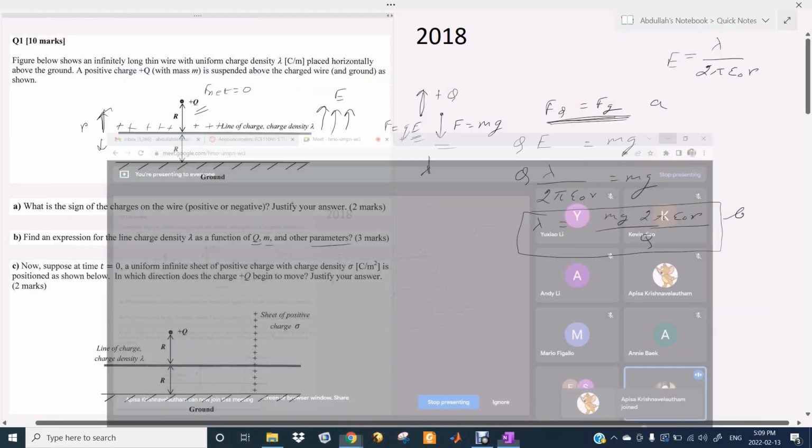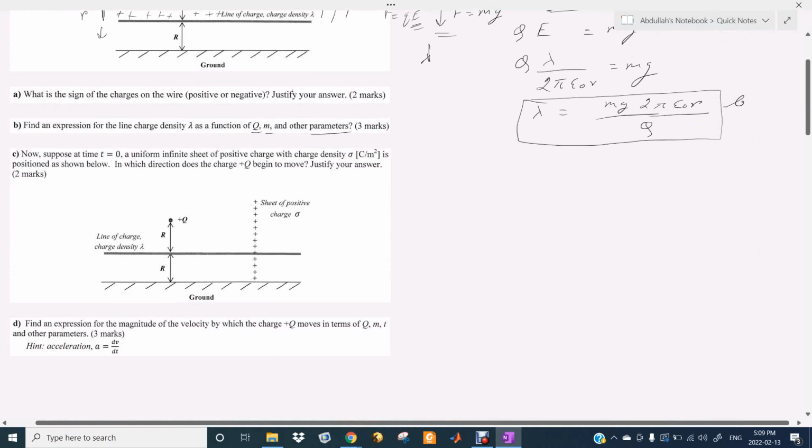If there is no confusion, okay, I'll then proceed. This is pretty straightforward, honestly.